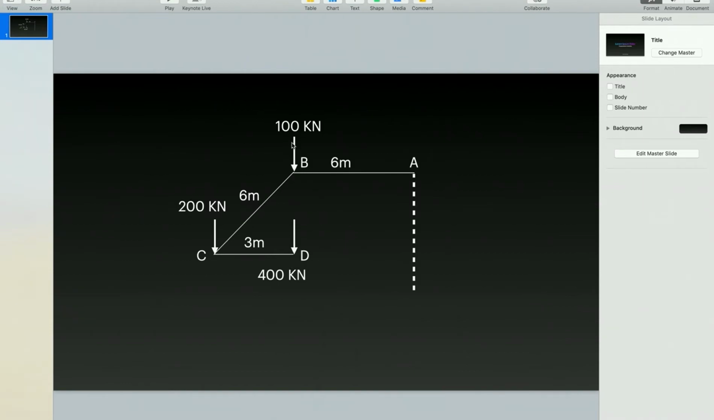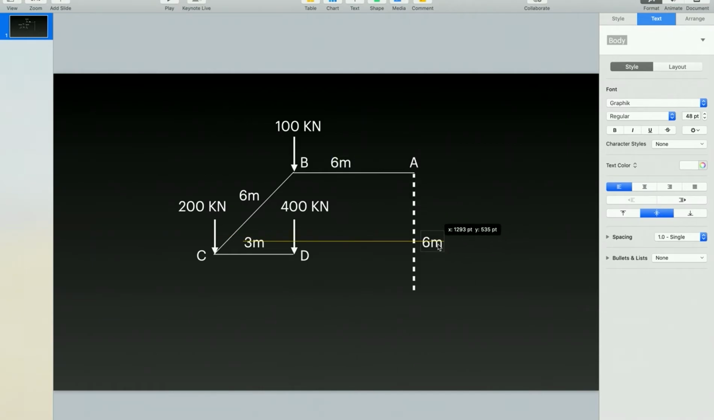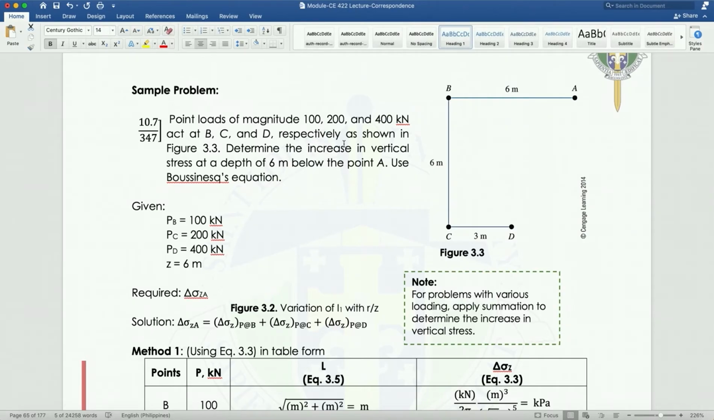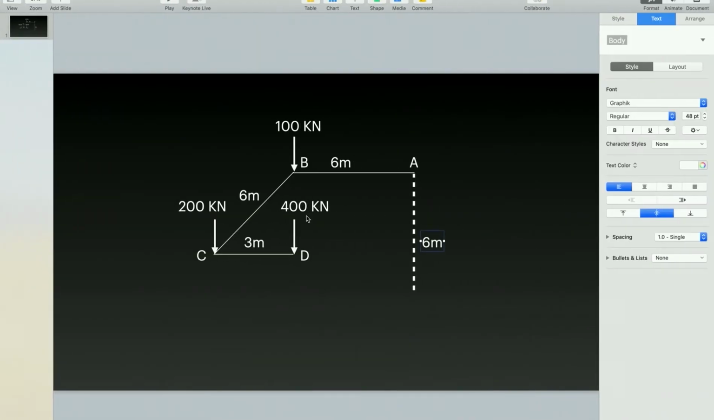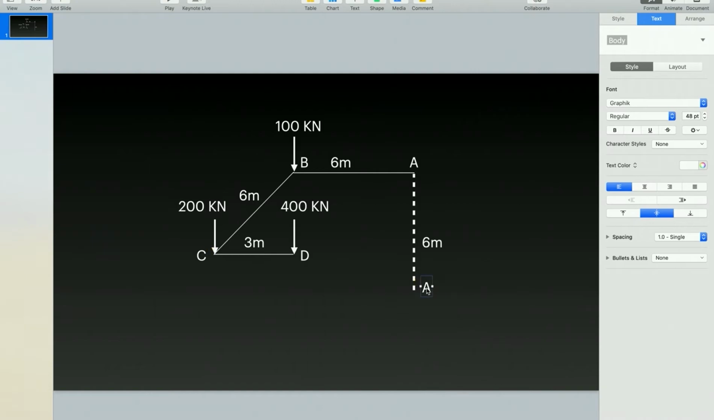So you have here point B having 100 kilonewton, point C having 200 kilonewton, and point D having 400 kilonewton here. And we are to determine the increase in vertical stress at a depth of 6 meters below point A. So let's say this is our point Z. Okay. So if this is our point Z here, we need to determine the delta sigma Z.